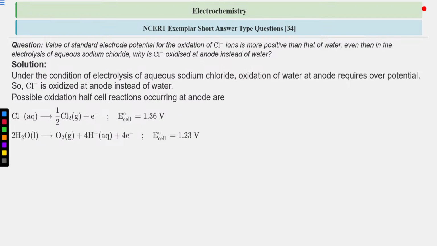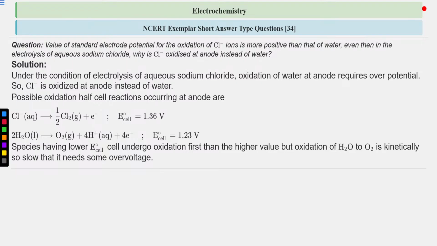Another possible oxidation half cell reaction at the anode is for the water molecule: 2 H2O converts to O2 plus 4 H positive and 4 electrons. Both are oxidation processes and both can occur at the anode. This also has a positive standard electrode potential, which is 1.23 volt. But if you compare these two, the chloride ion's standard electrode potential is greater, and the water's is slightly lower.